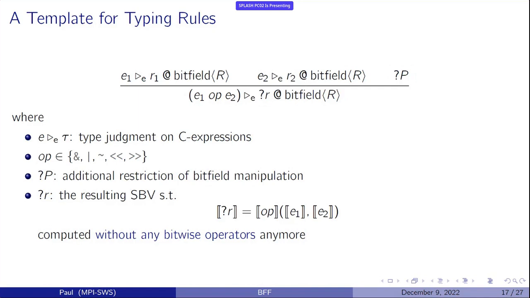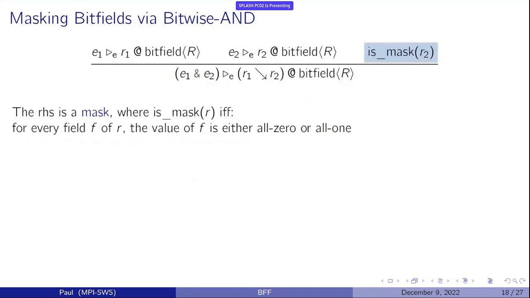The first kind of bitfield manipulation we're looking at is masking bitfields. For this typing rule, first of all, the additional constraint we require is that at least one side of the operator must be a mask. Here we define a mask to be such that for every field f of this structured bit vector R, its value is either all 0 or all 1. And here the rule only shows the case where the right-hand side is a mask.